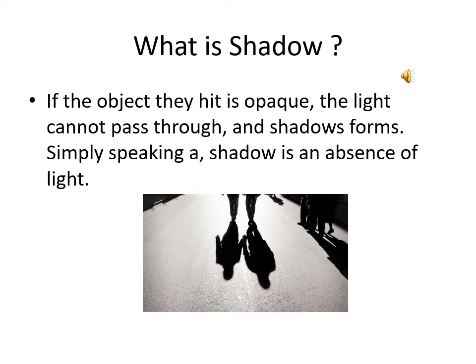Till now, we all know what is shadow. If an object is opaque and the light hits it and cannot pass through it, shadow forms. Simply speaking, a shadow is an absence of light.